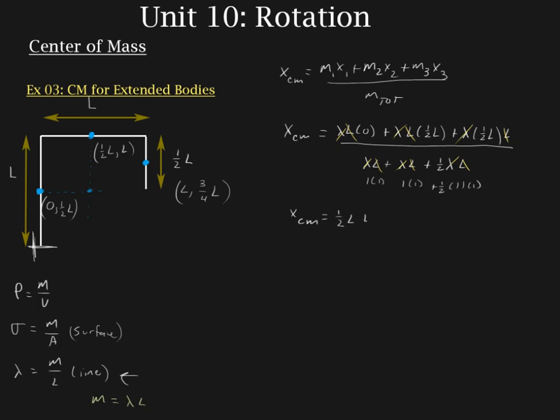times 1 plus 1/2 L times 1 divided by, and remember this is 5/2, or we could just say 2.5 to keep it simple. And so what we have is 1/2 L plus 1/2 L is L divided by 2.5. Or if you write it out as 5/2, that becomes 2/5 L. Okay, so if my mental math is correct, we have 2/5 L for the x dimension.